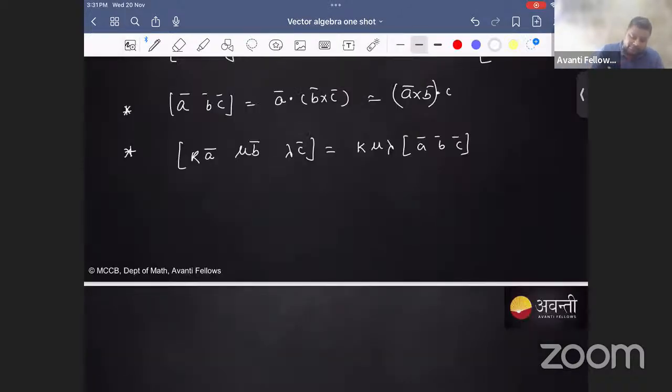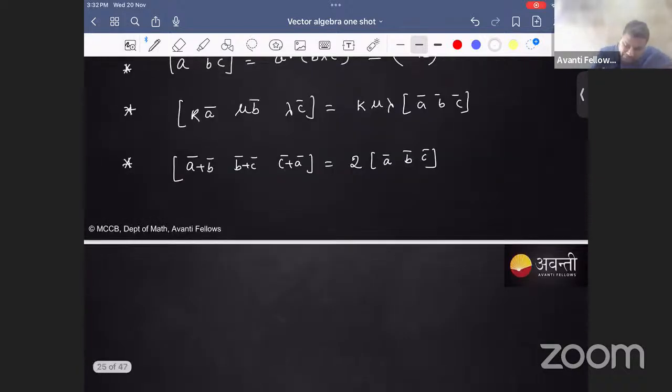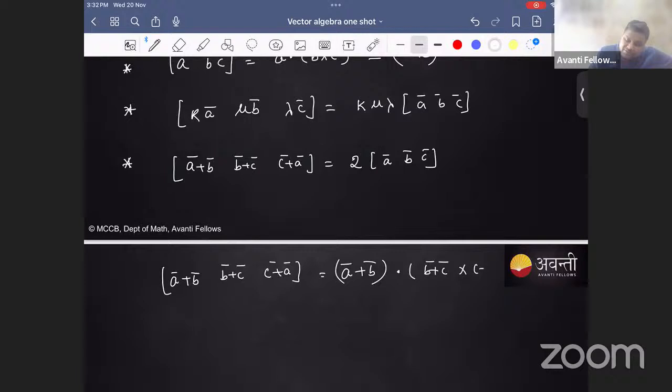Now, another thing. Box A plus B, B plus C, C plus A is equal to twice box ABC. Got it? Now, how? See, A plus B, B plus C, C plus A box can be written as A plus B dot B plus C cross C plus A.